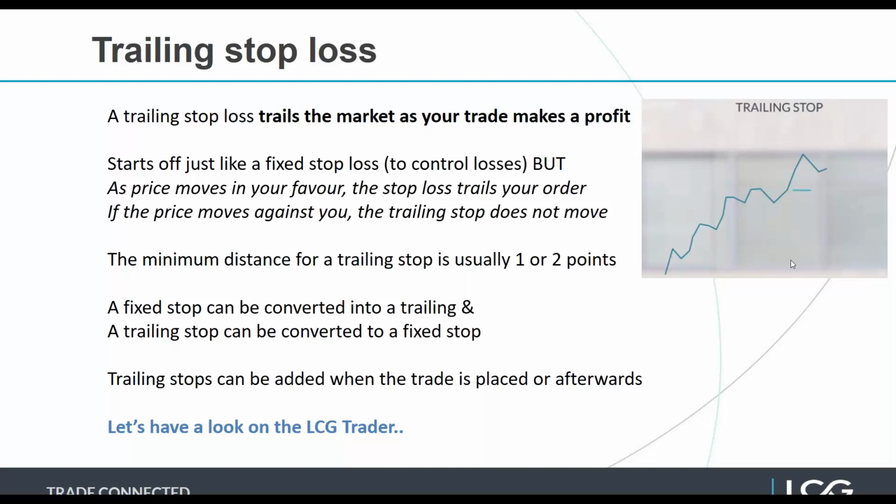So yeah, just to reiterate, as the price moves in your favor, the stop loss trails your order. Key thing to note here, though, is that if the price moves against you, the trailing stop does not move. So it's not like if this market here starts rolling over, this stop loss starts moving back again. It just stays there. So then if the market keeps going, it stops you out. So obviously serving its purpose of controlling your losses. If it just continuously moved down with the market, there'd be no point, right? It would never get hit.